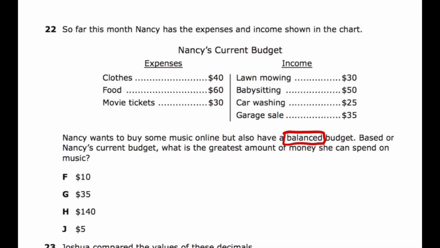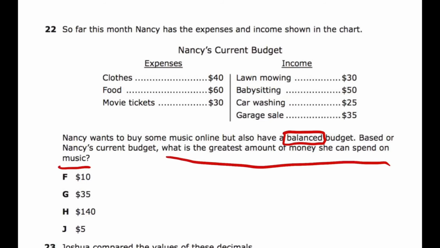And if we talk about a scale, there are two sides to a scale. They both need to have the same amount on each side for them to be balanced. And so if my budget is balanced, my expenses and my income need to be the same. So based on her budget, what is the greatest amount of money she can spend on music?